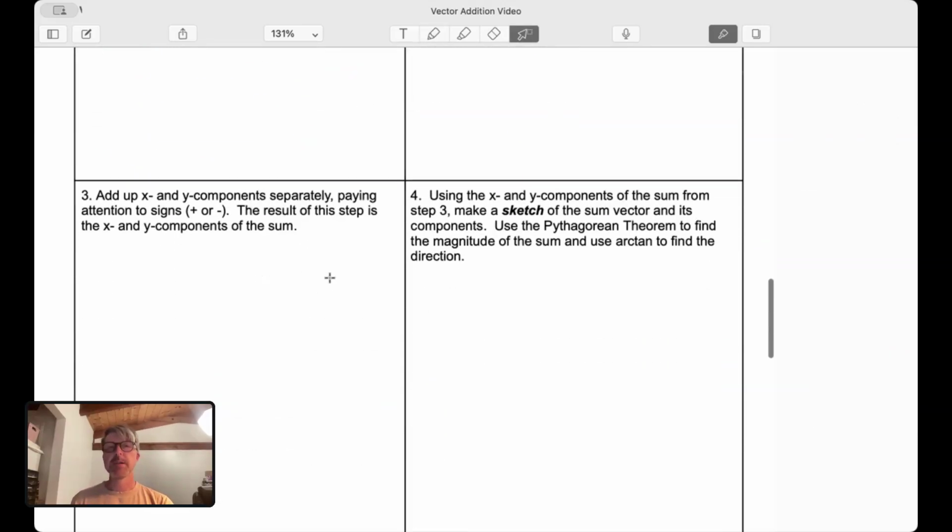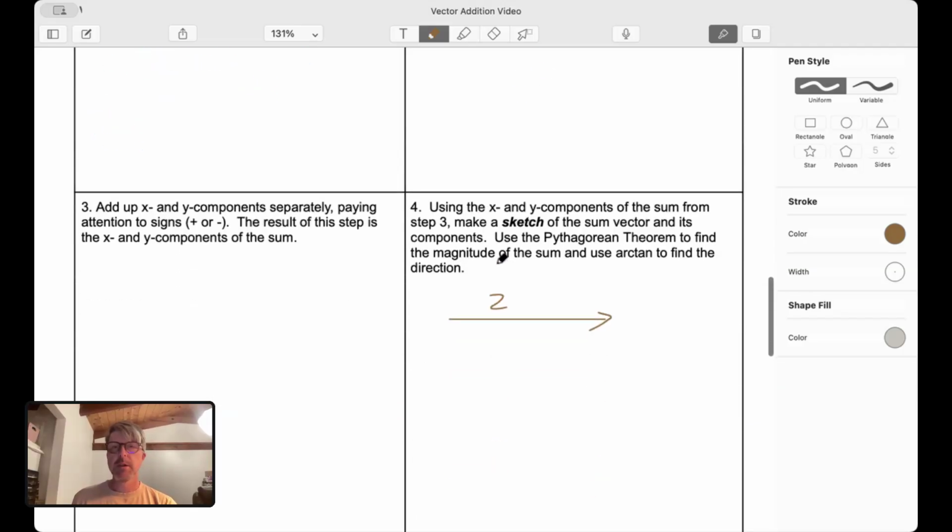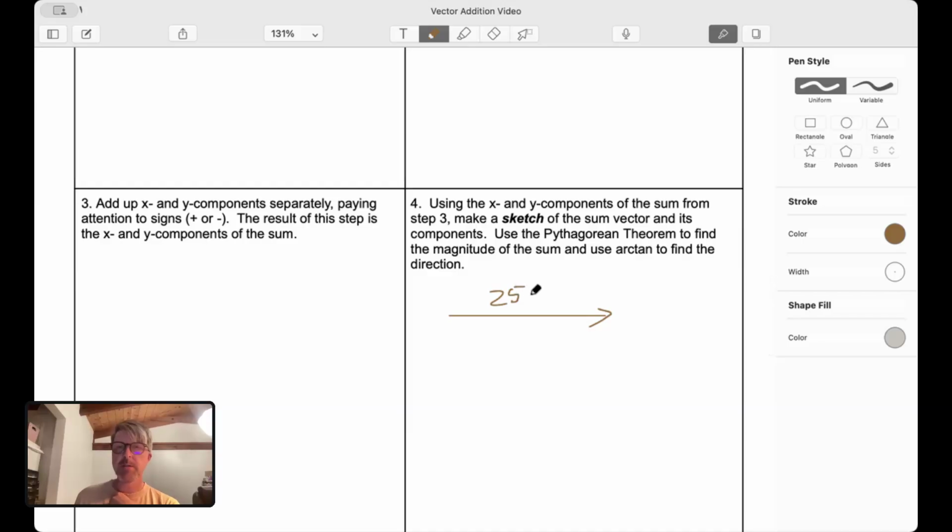I'm going to redraw it because I have to make a right triangle out of this. There's my 25 meters per second, Vx. And I'm going to move this over a little bit so that it's tip to tail. And this is Vy equals 15 meters per second.